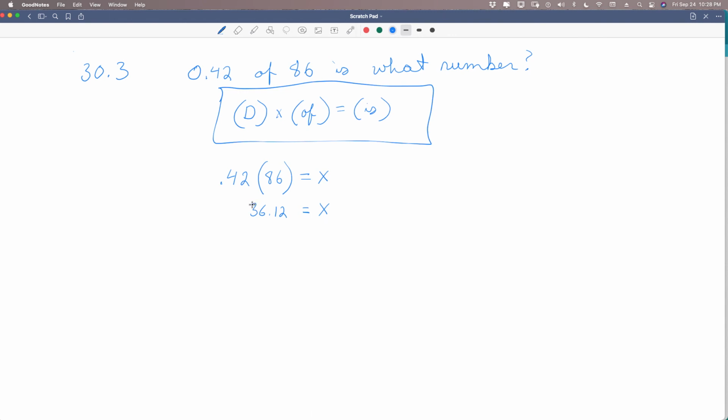So 0.42, or if you write it like this, 42 of 100, that equals 42%. 42% of 86 is 36 and 12/100ths. And that is the answer here. And that's as far as you have to go with that one.